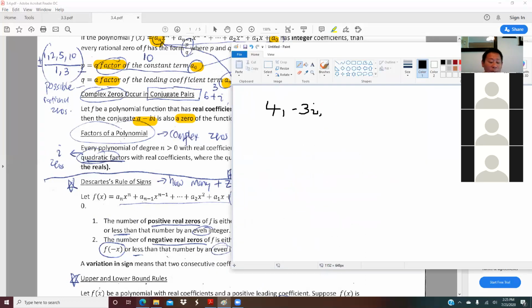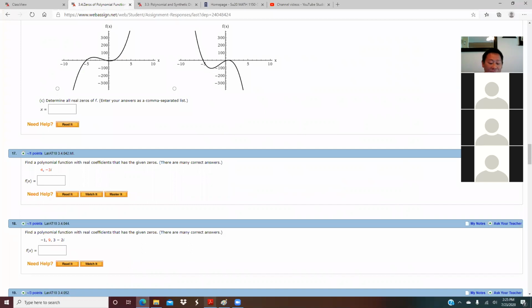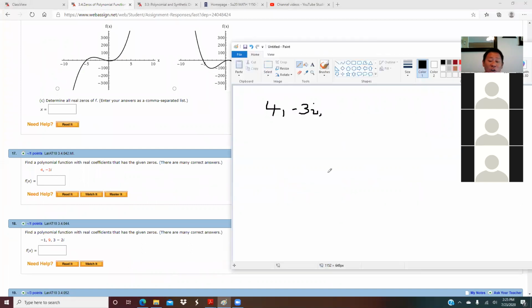So for question number 17 here that you're doing, this has an i term. So you actually have to put in another i term, which is the positive 3i, the conjugate. When you have a complex number, you have to include the conjugate term. Then that means this has 3 zeros in this case, not 2. The question gave you 2, but you actually got 3.